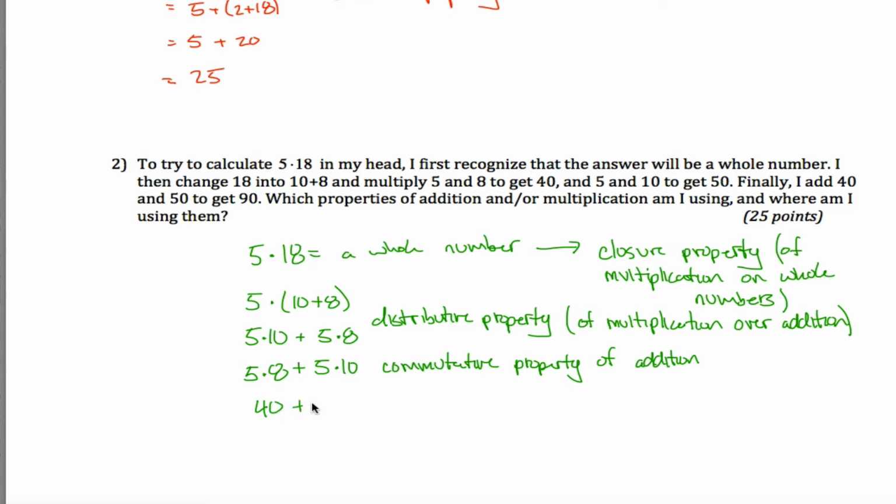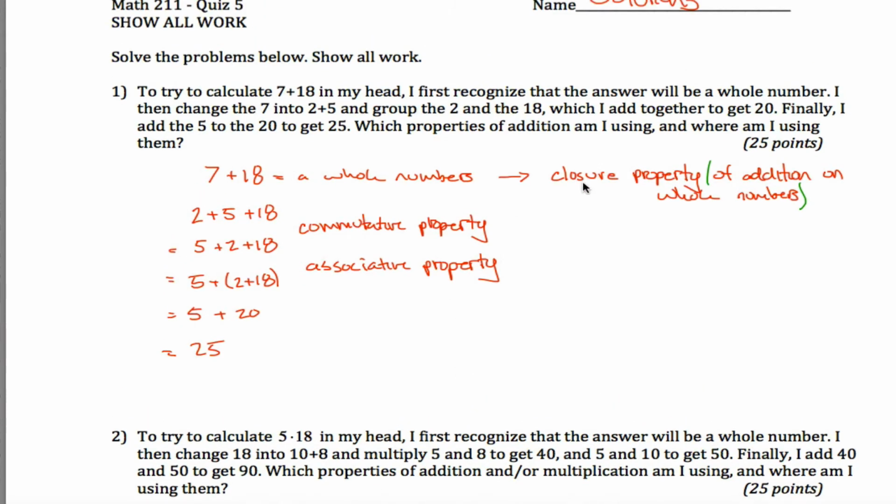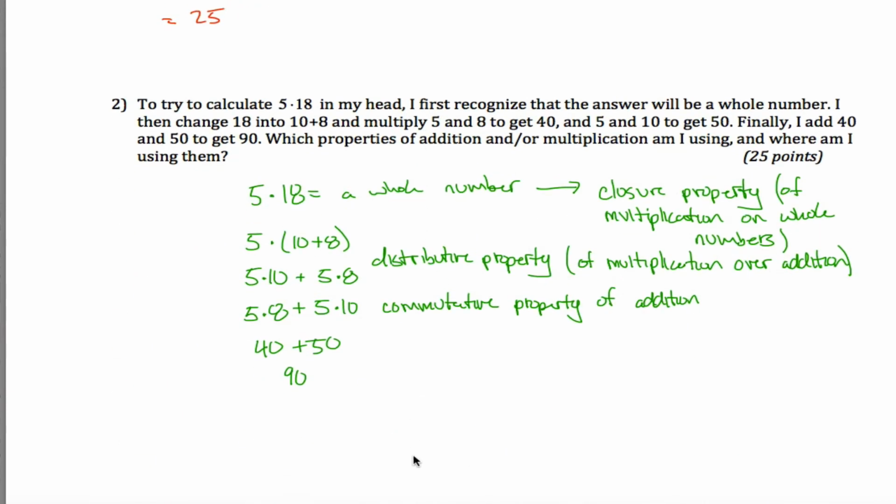This side gives me 40. This side gives me 50. 40 and 50 is 90. That's all the properties I got. So closure, distributive, commutative down here. Whereas up here it was closure, commutative, associative.